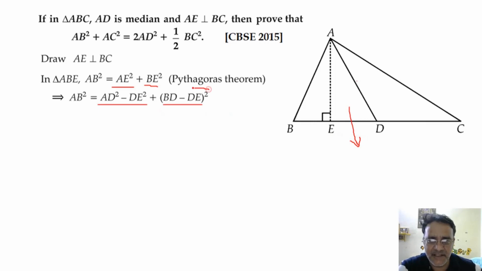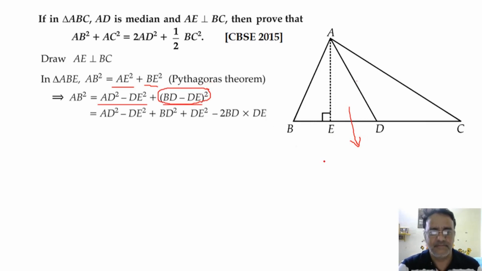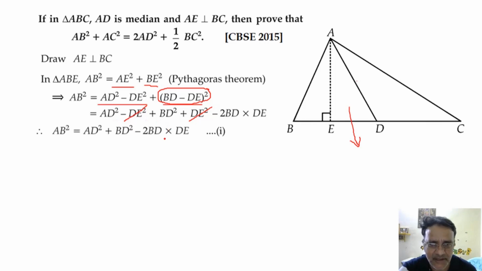Now expand this one. If you expand, you will get a square plus b square minus 2ab formula. So this DE square will be cancelled. And what we are going to get, AD square plus BD square minus 2 times BD into DE. Let it be equation number 1. Any doubt in this first equation? No, sir. Okay.